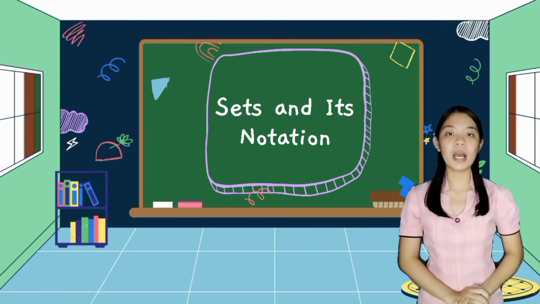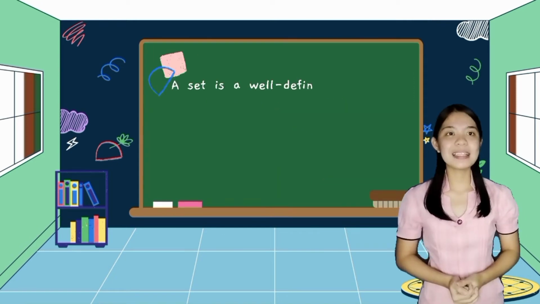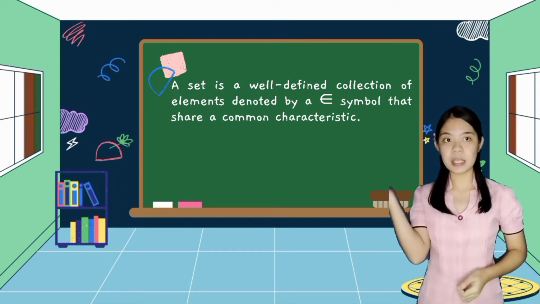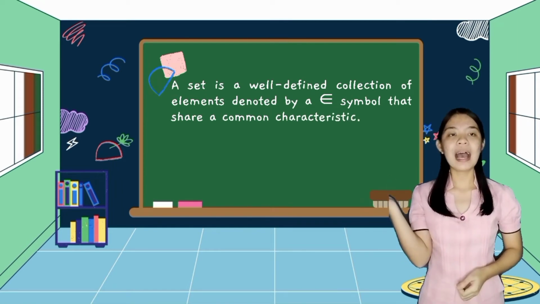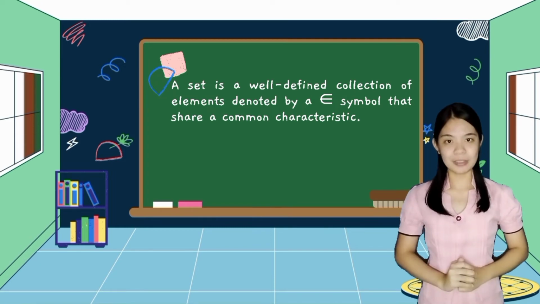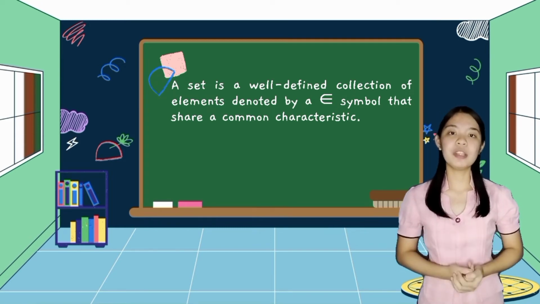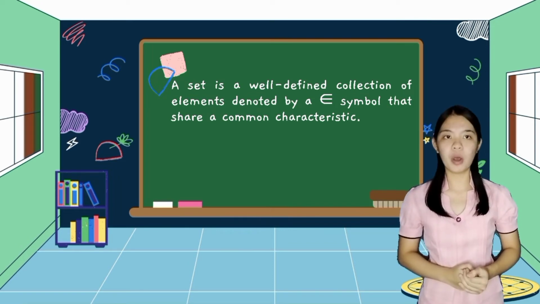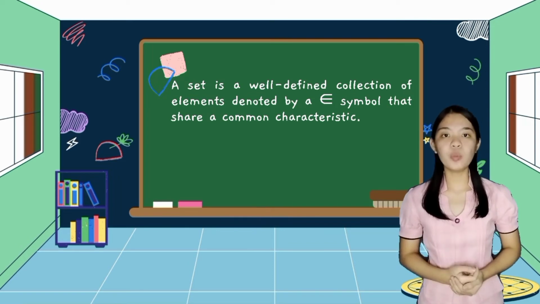First, let us define what a set is. A set is a well-defined collection of elements, denoted by this symbol, which is read as "is an element of," that share common characteristics. Another definition of a set is a well-defined collection or group of objects or elements.